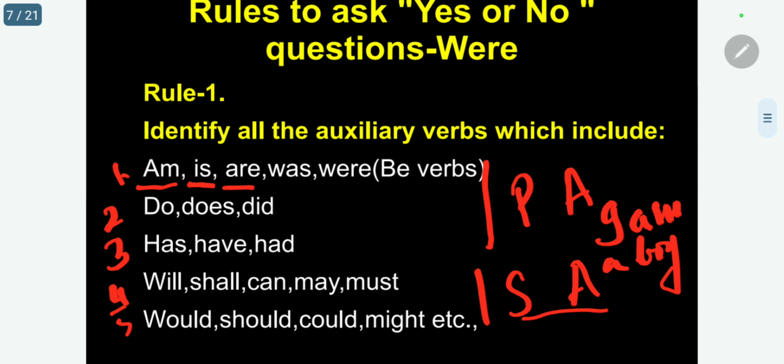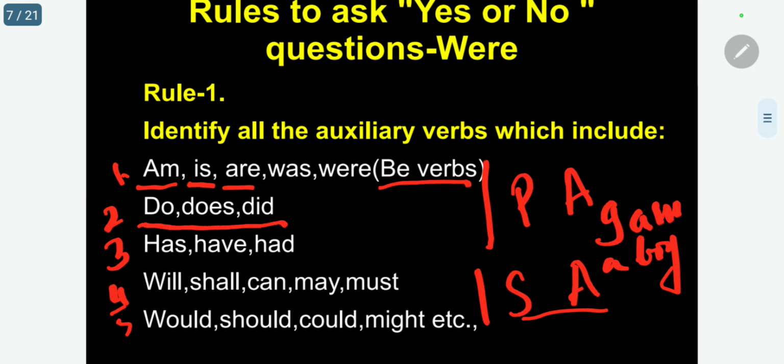Please follow. Whereas is and are, again present tense: is for a singular noun or pronoun, and are for a plural noun or pronoun. Was is past tense singular, whereas were is past tense plural. Please follow. So there are five verbs under the be verbs.